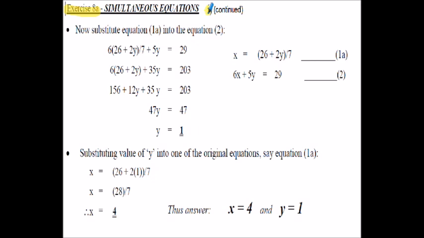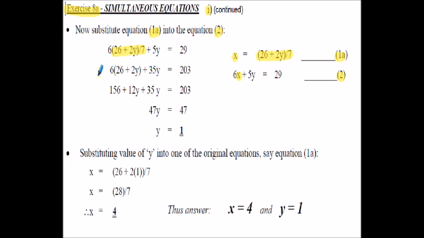Exercise 8a, part 1 continued. What we're going to do now is substitute equation 1a into equation 2. And I've repeated these equations from the previous slides for convenience. So here's equation 1a and here's equation 2. So what we're going to do is put this value of x, the 26 plus 2y divided by 7, for the x in equation 2. And that's what's happened here. This here is the x term from equation 1a. What we've done by doing this is actually remove the x term from the equation just to leave us with y terms. So we've made the simultaneous equation, if you like, into a simple equation where we can now rearrange it to solve for the value of y.